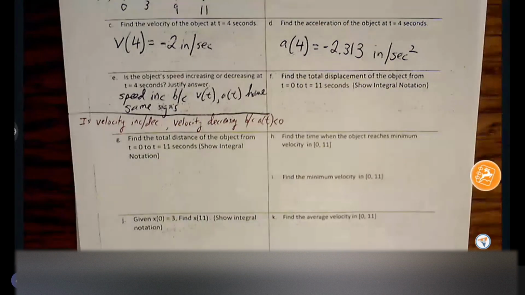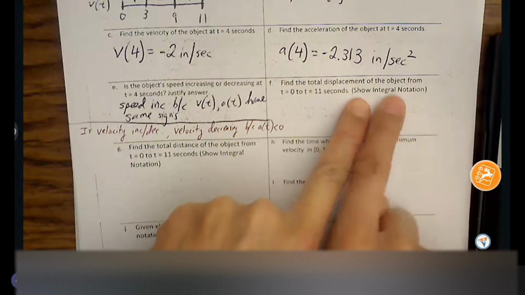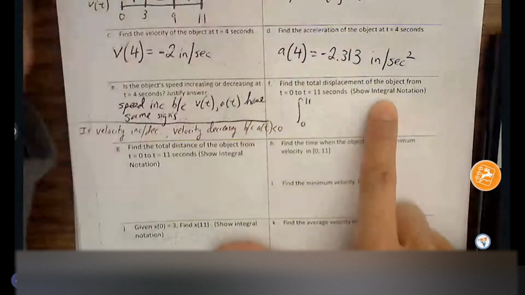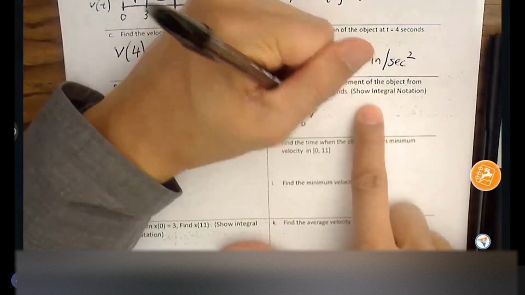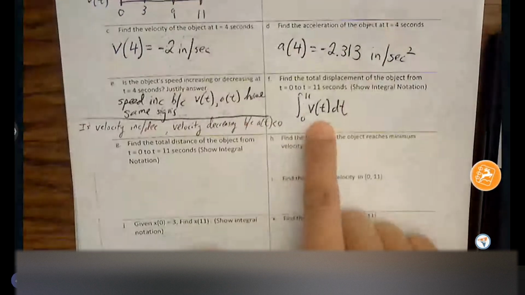All right, questions so far? Are we good? All right, part F, find the total displacement. Displacement is just a definite integral. And I'm looking for notation here, so you don't have to write the function out, but show me that you're taking the integral of, in this case, the velocity function.